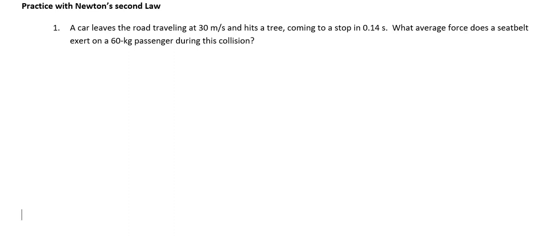Cool. So for this problem, a car leaves the road traveling at 30 meters per second and hits a tree, coming to a stop in 0.14 seconds. What average force does a seatbelt exert on a 60-kilogram passenger during this collision? Okay, so when we think about average force, it's going to be like F net.